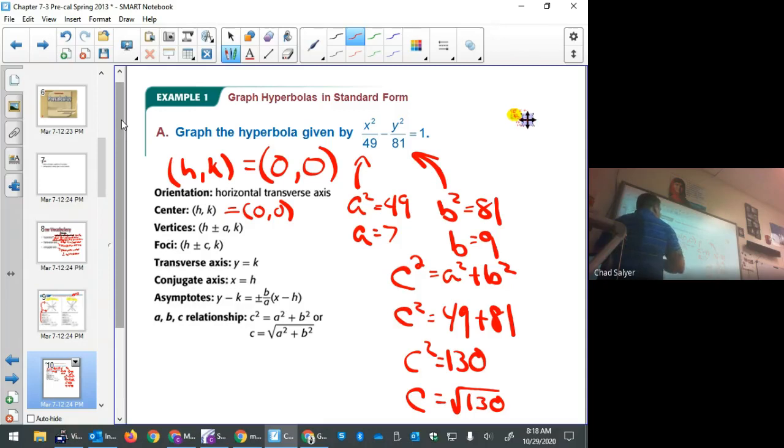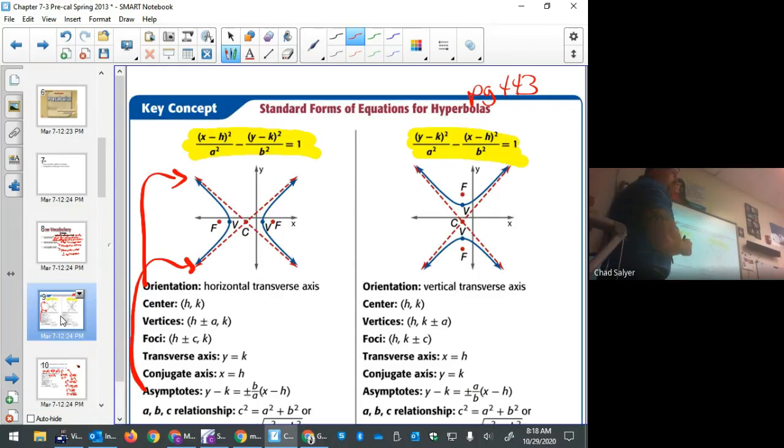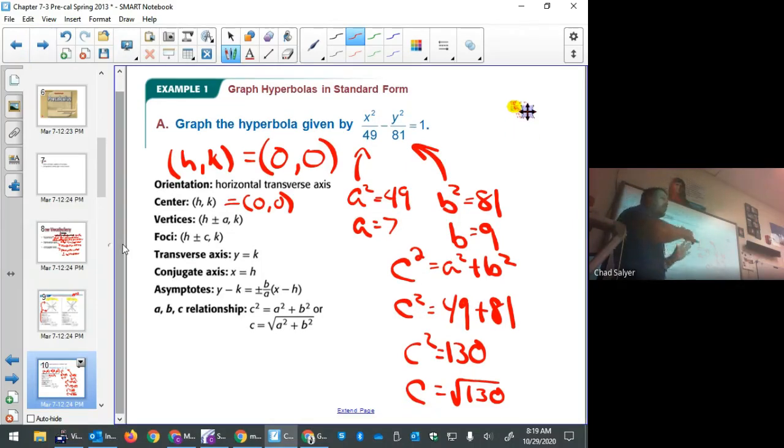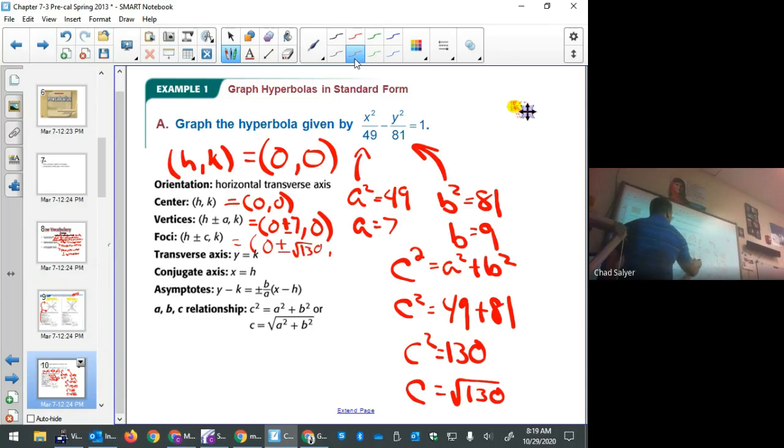Now, the vertices, in this case, and this is the first flavor here, because the x term is positive and the y term is negative, we're going to go left, right, meaning the vertices will vary along the x-axis. So this is going to be 0 plus or minus a, comma, k. So 0 plus or minus 7, comma, k. And then the foci are going to be 0 plus or minus c, radical 130, comma, k.